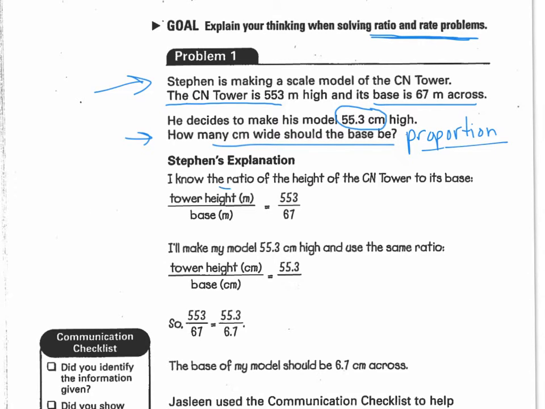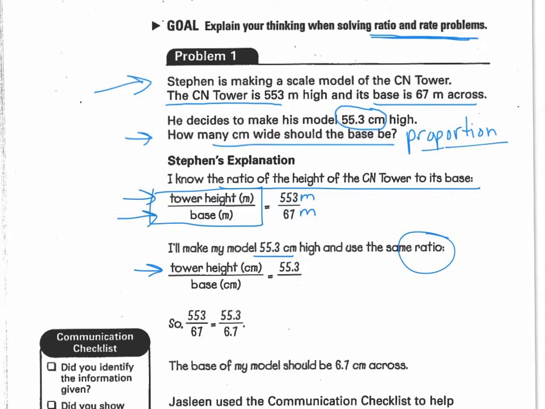I know the ratio of the height of the CN Tower to its base. This is the ratio here: how high it is to its base, which is 553 meters to 67 meters. The model is 55.3, so I can use the same ratio. The height of the tower to the base. I know that the height is 55.3 centimeters. What I want to know is the base.